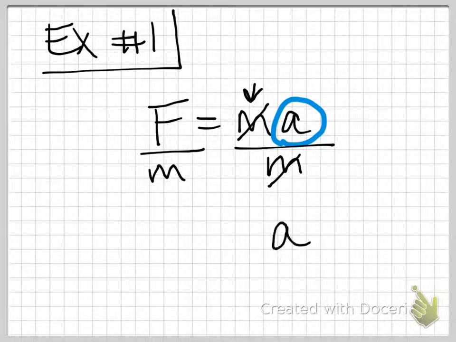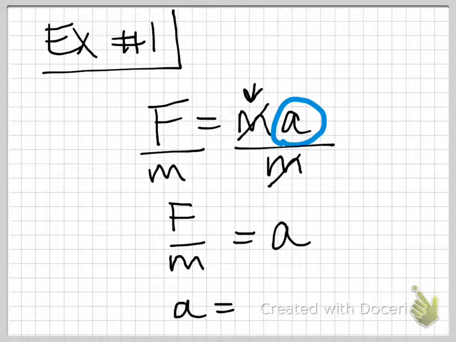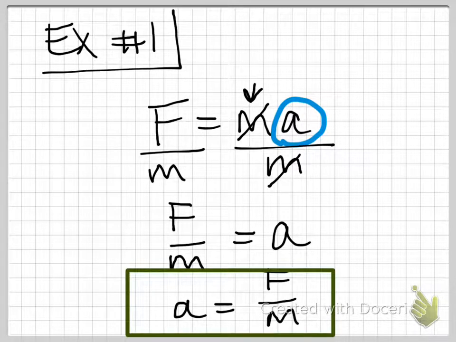Okay? And so on this side, I'm left with only a, and then on the other side, I have F, force, divided by m. Okay? And then my last step is just to switch it. If a is equal to f over m, I can just swap both sides, and a is equal to f over m. And that is my final answer. Okay? So, simple, easy. All it really requires is a knowledge of algebra and order of operations.